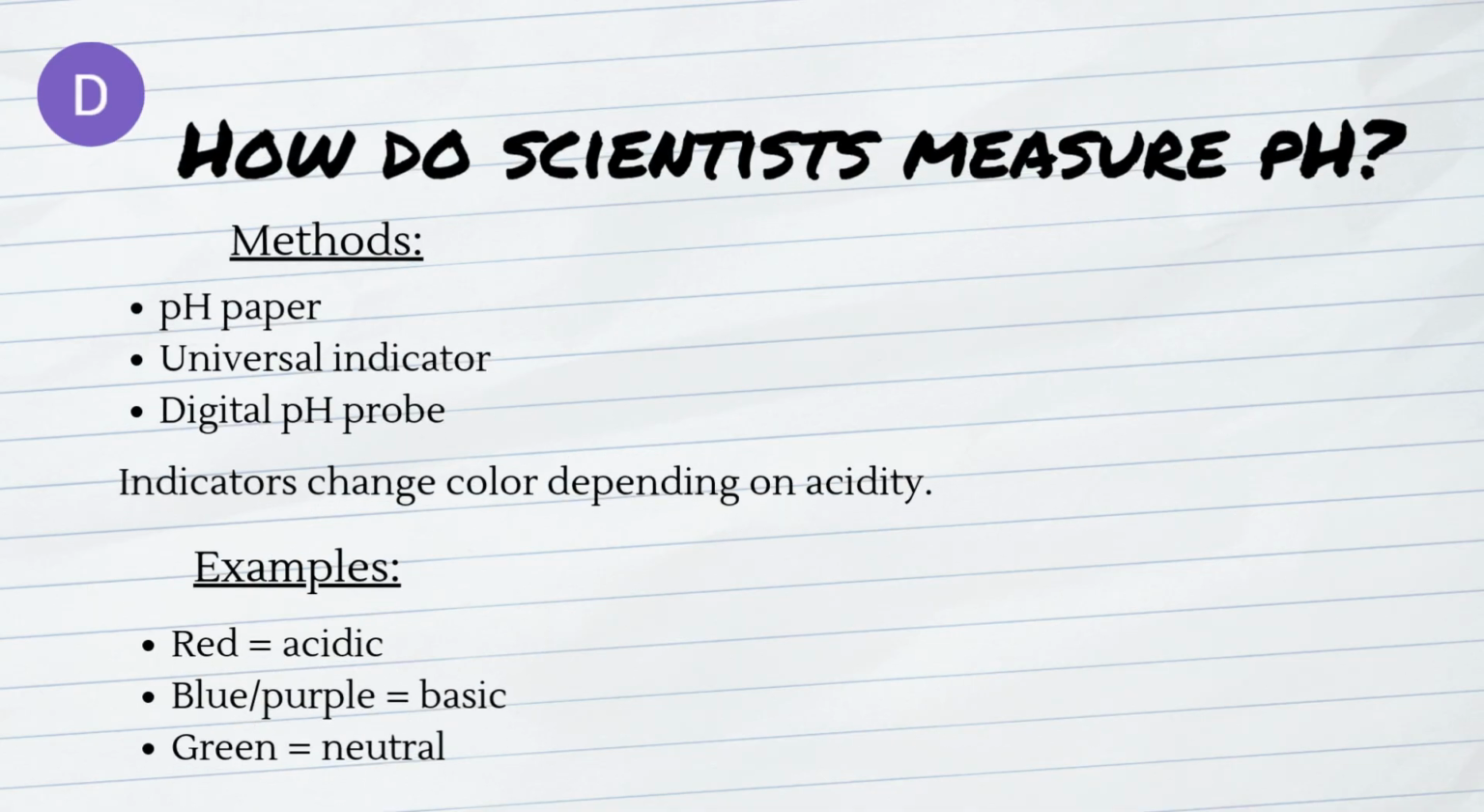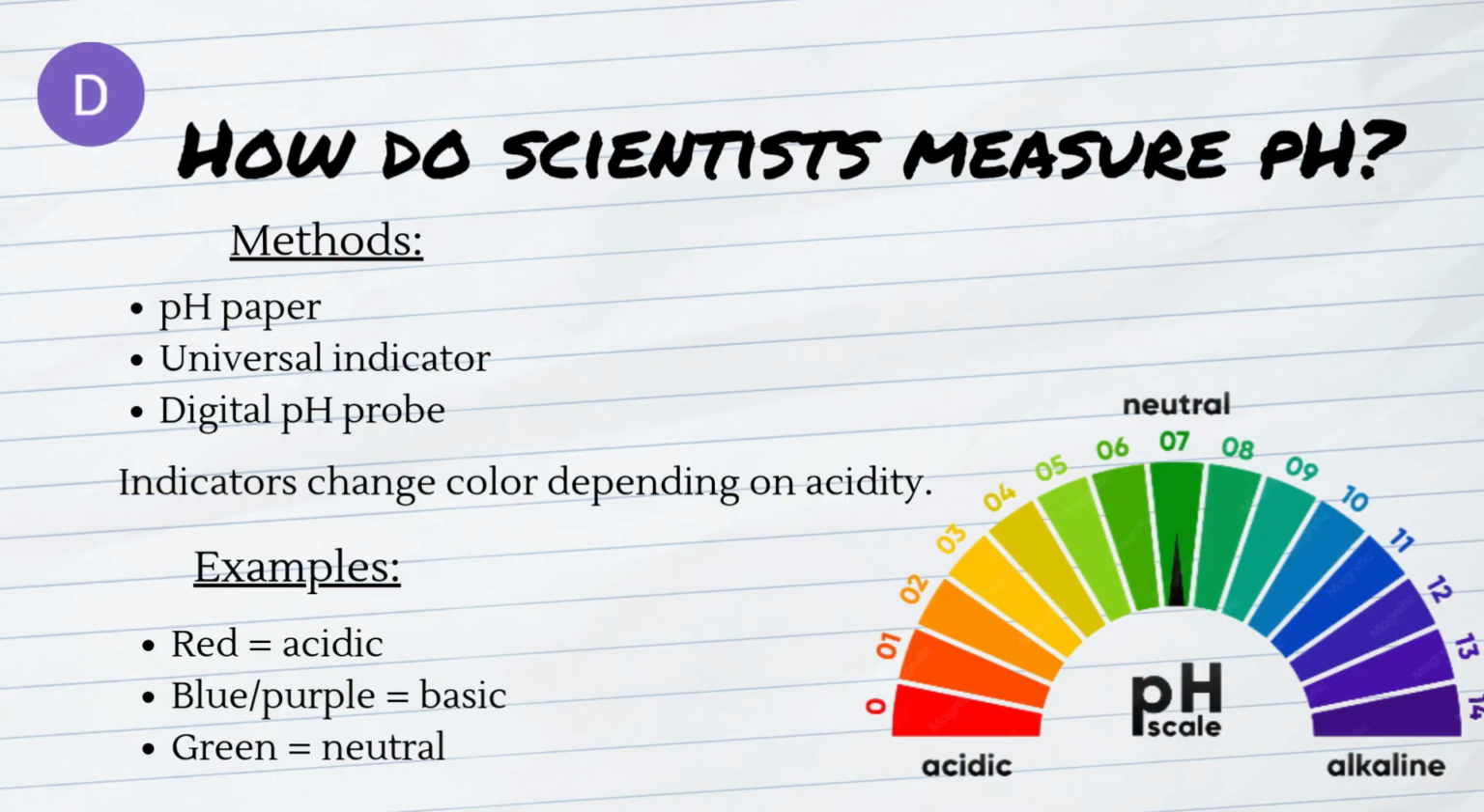Now, let's talk about how scientists measure pH. Scientists measure pH in several different ways. Some of the most common ways are by using pH paper, universal indicator, and a digital pH probe. First, we have the pH paper. When pH paper comes into contact with a solution, it changes color. We can then compare that color to a pH scale to estimate the pH of the solution.